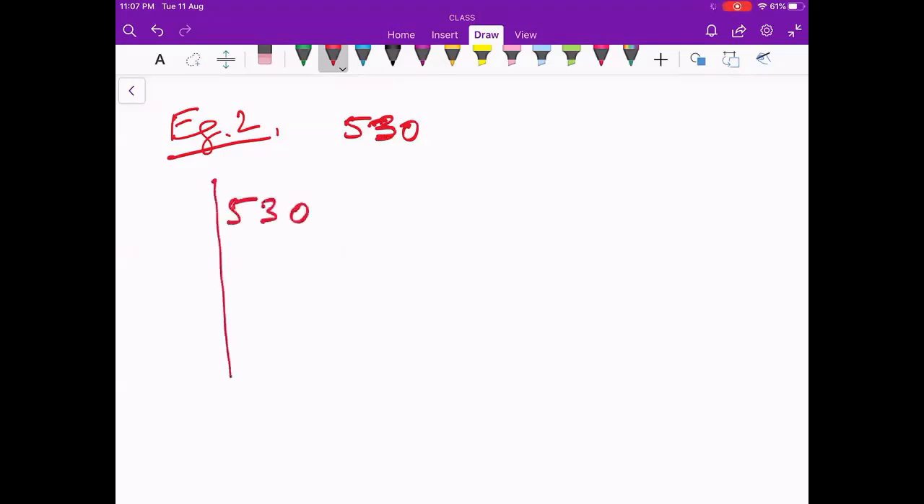Okay, now we come to example 2. Let's take the number 530. Now this is not a perfect square. So if we try to find its square root by the factorization method, we won't be able to do it. Let's see.